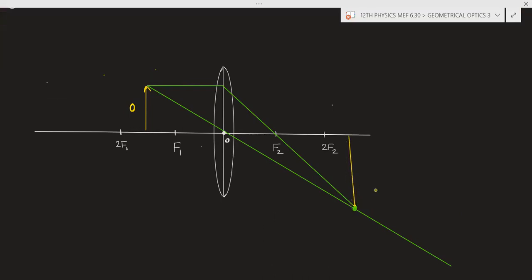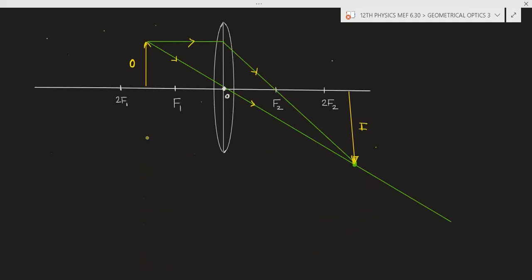So this is the image this time beyond 2F2. If the object is in between F1 and 2F1, the image is forming beyond 2F2. Okay, and this image will be real and inverted also. And what about the size of the image? You can see size of the image is greater than the size of the object.